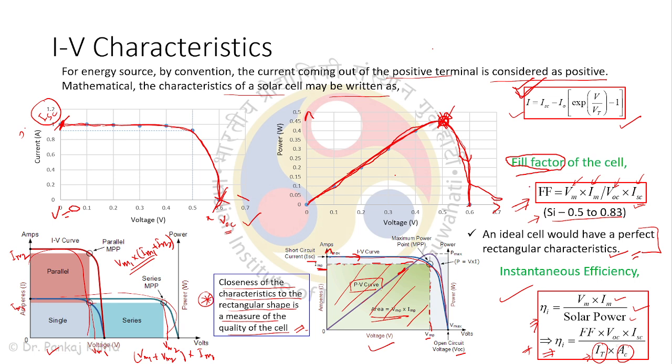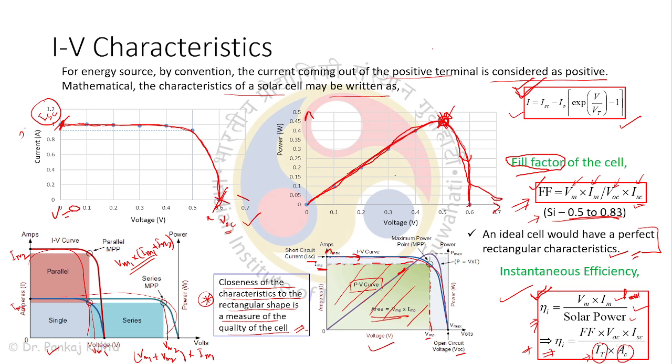So mathematically, if we write this fill factor, it will be Vm times Im upon VOC times ISC. Okay, so for silicon, it's 0.5 to 0.83. And if we want to express the instantaneous efficiency of the solar cell, it will be P output upon P input, right?